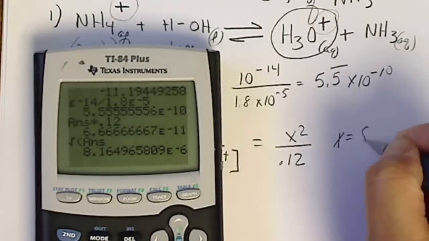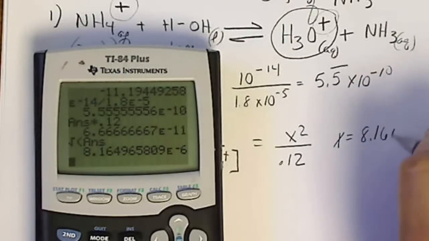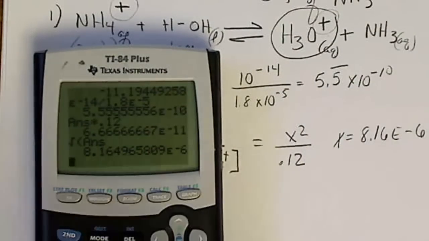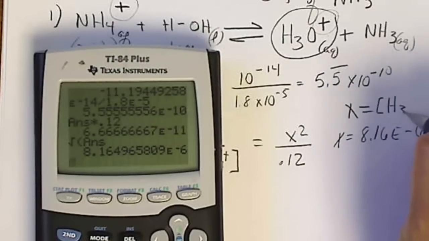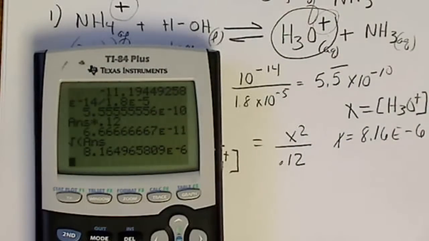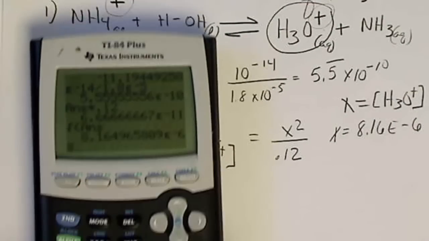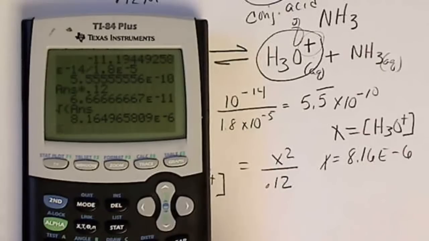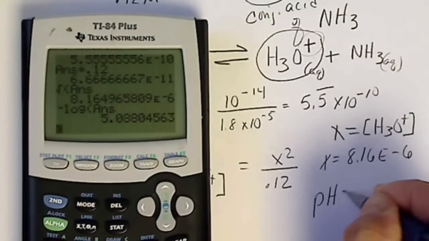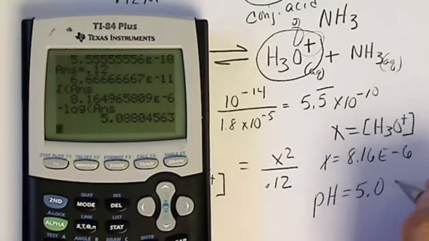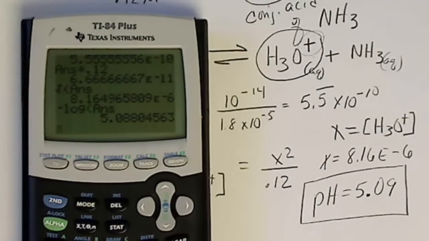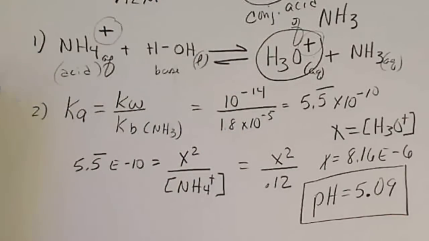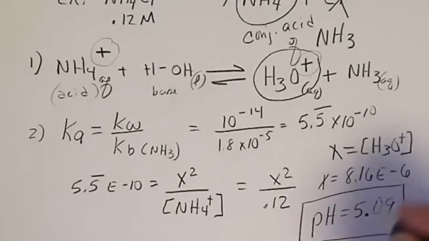So here x equals 8.16 times 10 to the minus 6. And here x is equal to H plus, or the hydronium ion. So I just take the negative log of this value. So here the pH is 5.09. So that's considerably lower. I was thinking it would be in the 6 range. So the pH is going to be 5.09, and that should make sense that it would be acidic.